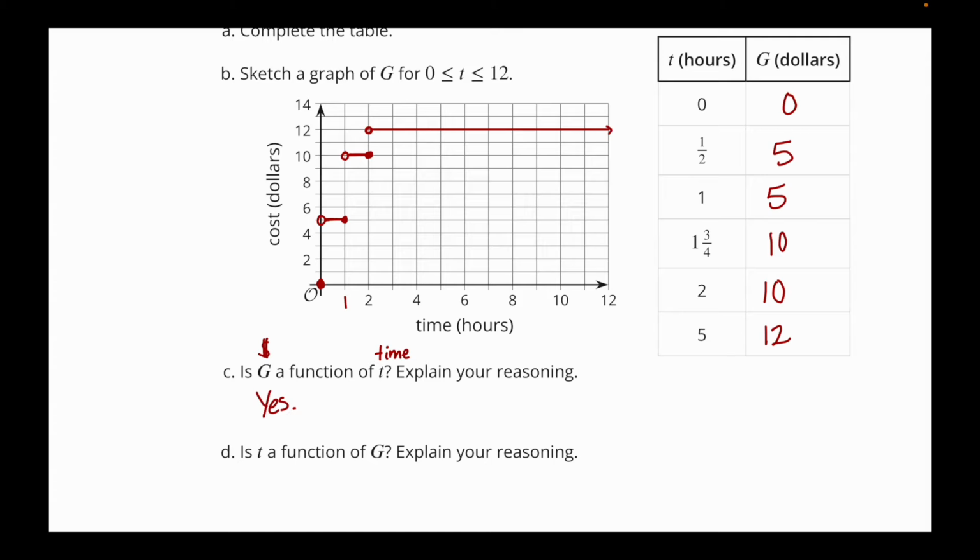We would normally say one output for every input, one price for each input. We can say one output for each input, which is price.